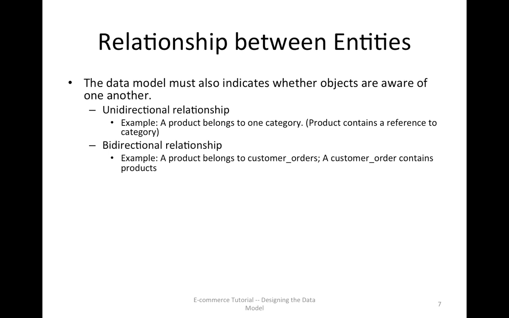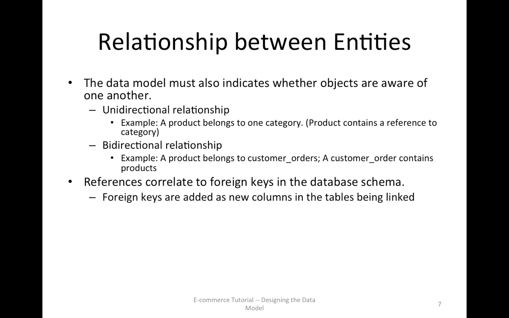Another relationship is a bidirectional relationship. For example, a product belongs to customer orders. A customer order contains products. References correlate to foreign keys in the database schema. Foreign keys are added as new columns in the tables to be linked. For example, a product belongs to a category. So a product is linked to the category. Or we say the product needs to contain a foreign key that refers to the category it belongs to. So this foreign key is supposed to be category ID.